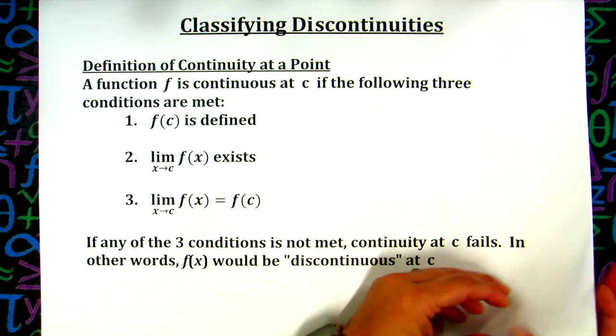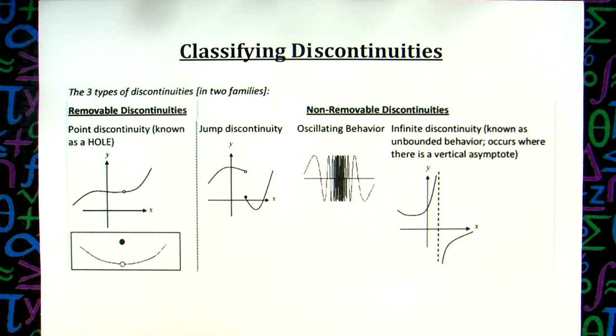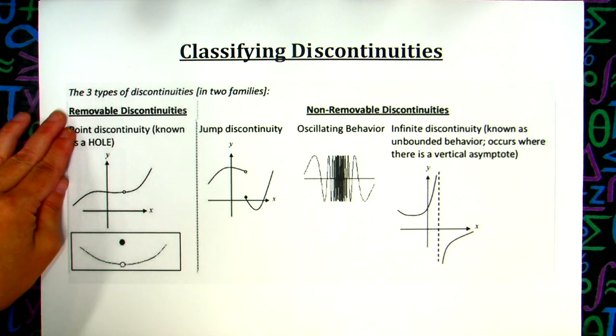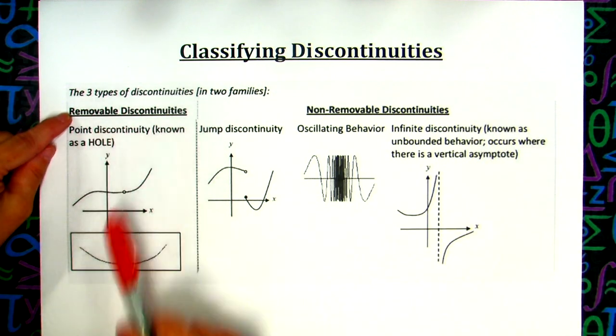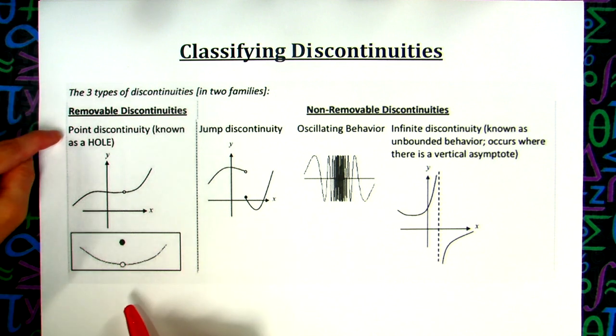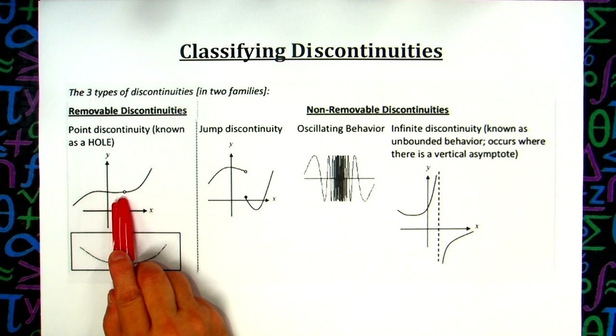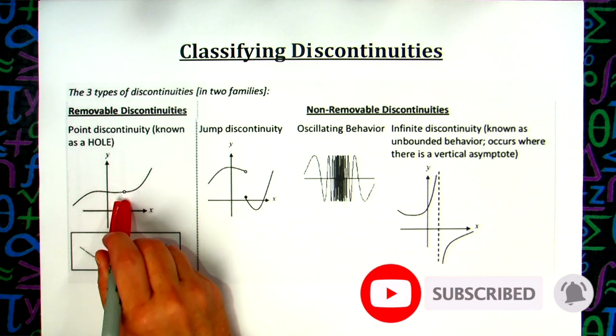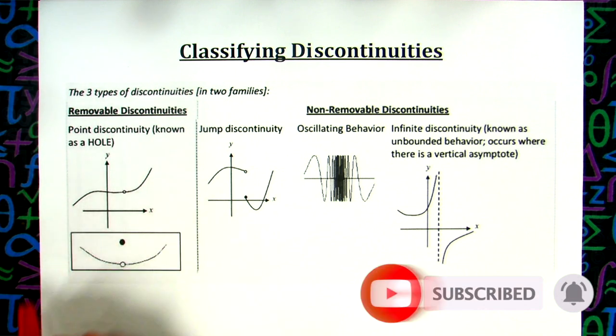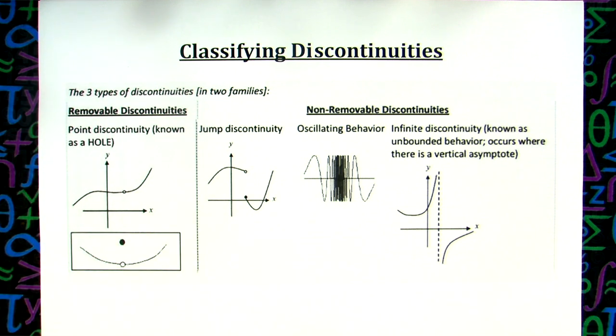Now let's take a look at classifying the discontinuities. Really we've got removable discontinuities and non-removable. Removable discontinuity is referred to as a point discontinuity, and it's known as a hole. We have a hole in the graph. I think of removable as: if I can patch that hole and make the function continuous, then I know it's going to be removable.